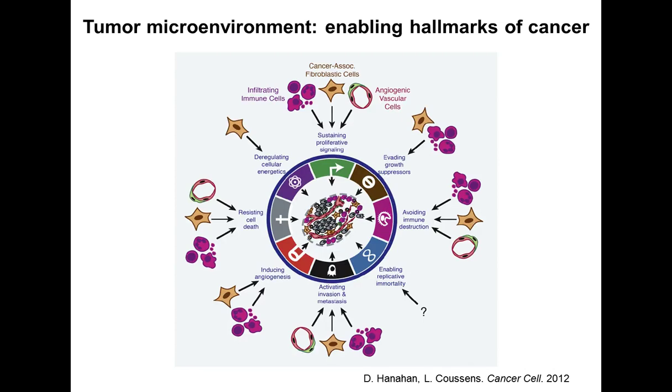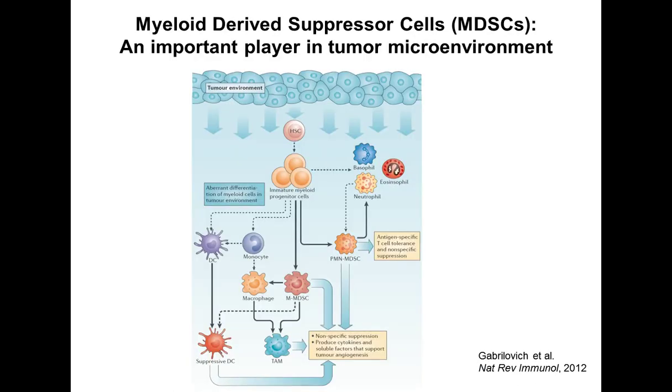If you look carefully, you can see that the non-cancer cells in the tumor microenvironment, which include the infiltrating immune cells, the fibroblasts, and the vascular cells, can regulate many of these hallmarks. They are increasingly appreciated to play important roles and also modulate the response to therapeutics. Today we mainly talk about a particular population called myeloid-derived suppressor cells, or MDSCs.